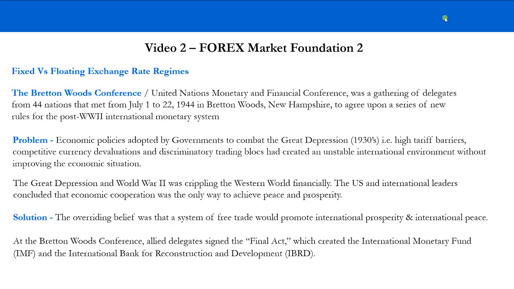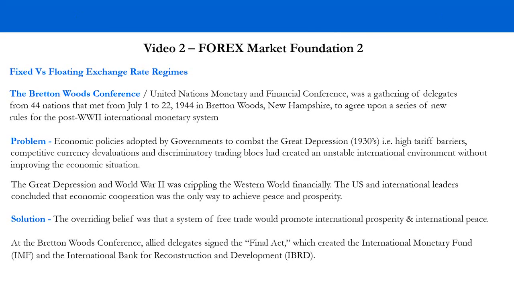And first we have to look at the history. Okay, so we're going to look at the history of fixed and floating exchange rates, and really the beginning of modern macroeconomics started during World War II, in 1944 at the Bretton Woods Conference, where 44 nations from around the world met at Bretton Woods in New Hampshire in the US, and they were there to agree upon a series of new rules for the post-World War II international monetary system.